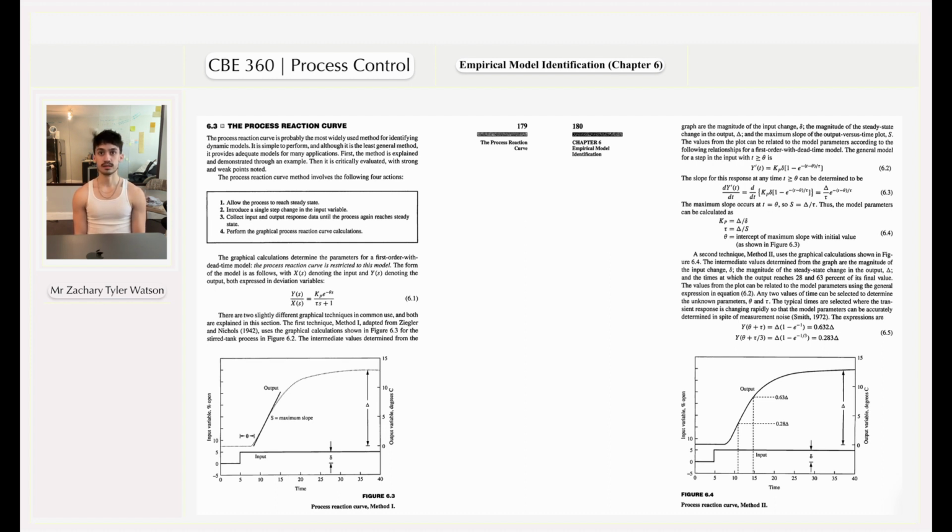The values from the plot can be related to the model parameters using the general expression in equation 6.2. Any two values of the time can be selected to determine the unknown parameters, theta and tau. Theta, remember, is the intercept of the maximum slope with initial value. Tau is the time constant.